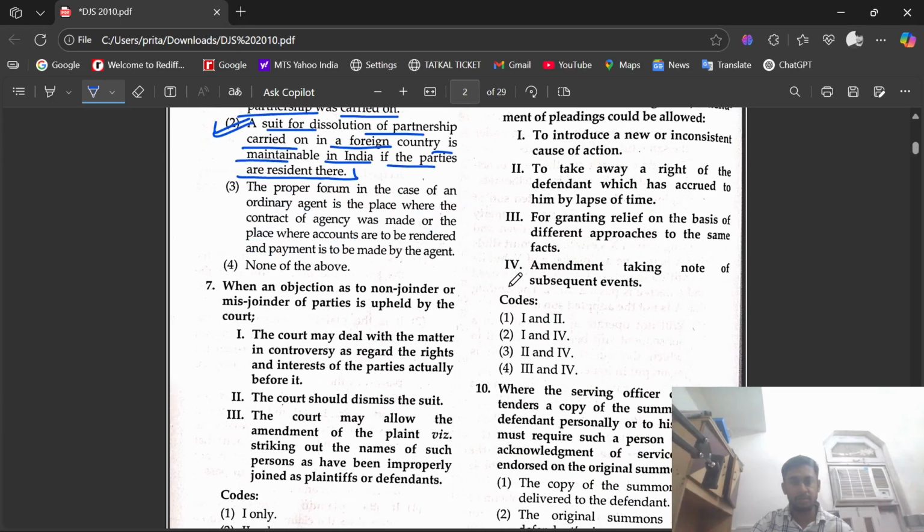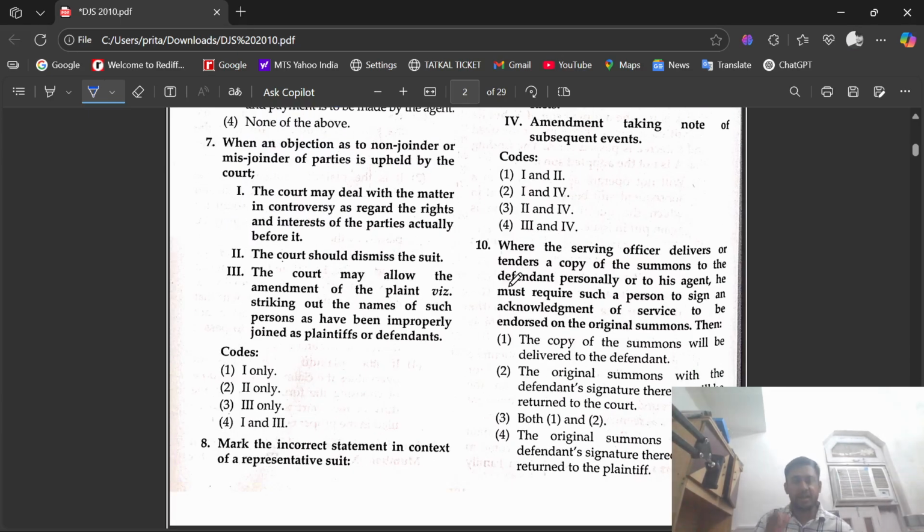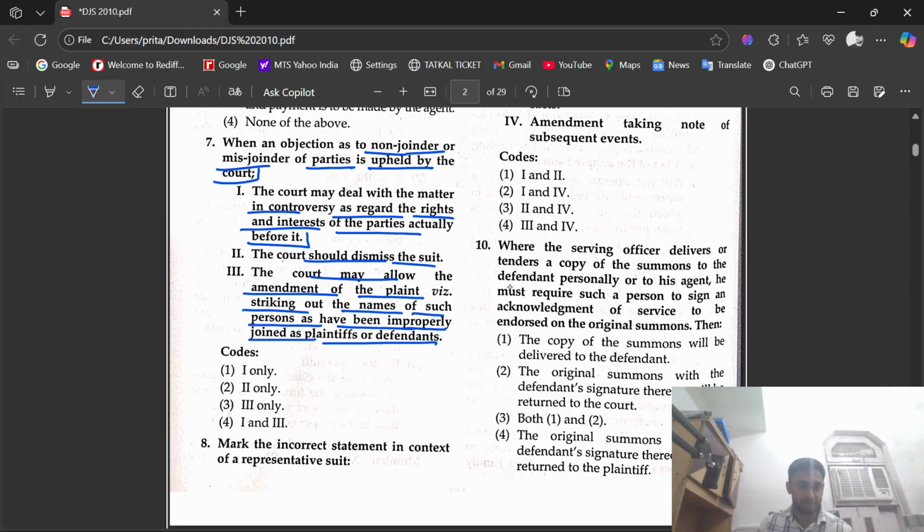Question number 7. When an objection as to non-joinder or misjoinder of parties is upheld, the court may deal with the matter in controversy as regards the rights and interests of the parties actually before it. The court should dismiss the suit. The court may allow the amendment of the plaint by striking out the names of such persons as have been improperly joined as plaintiffs or defendants.